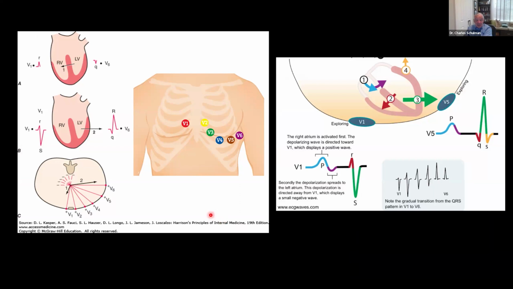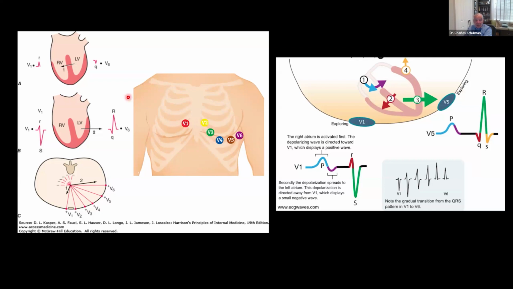This shows the chest leads. Einthoven's triangle and leads AVR, AVL, AVF are in what's called the frontal plane. The chest leads are in the horizontal plane. V1, 2, 3, 4, 5, 6 across the chest. V1 is located to the right of the sternum. The others are located to the left of the sternum.